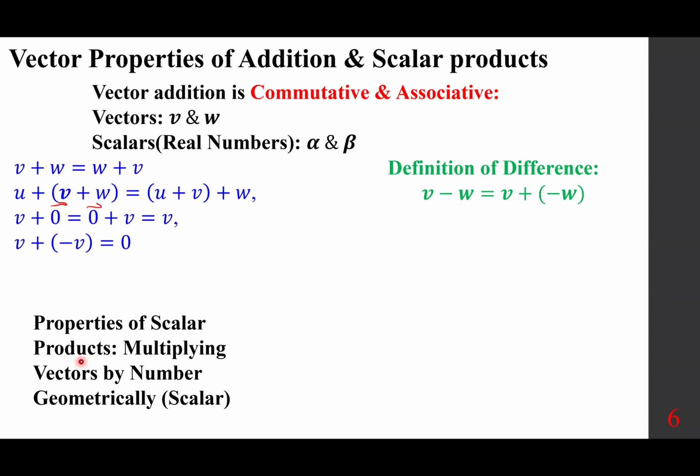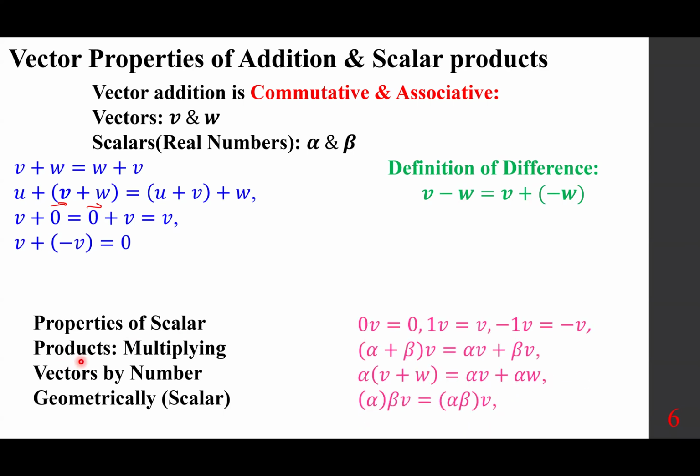Properties of scalar product, multiplying vectors by numbers. Geometrically, what happens? If I multiply 0 by a vector, I get 0. 1 by a vector, I get the same one. Negative 1 by a vector, I get minus V. That means I change the direction. It goes towards the opposite.